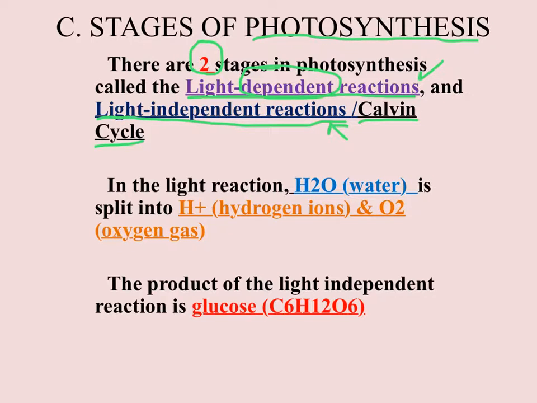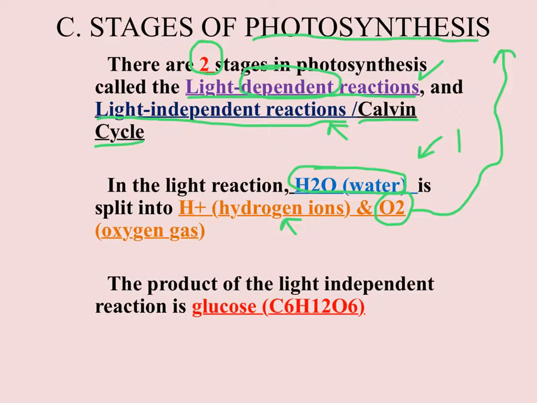In the first reaction, so this is the first one right here, this is where water is used. Remember, we're going to use water and we're going to use CO2. We do not use CO2 in the first stage. We use water, and water gets split into its hydrogen ions, because remember it's H2O. This is where oxygen gas is created. And that oxygen gas just floats up into the air, and eventually we can breathe it in.